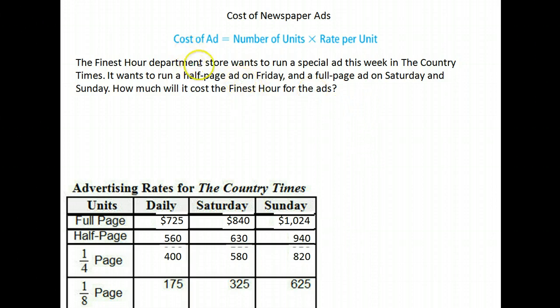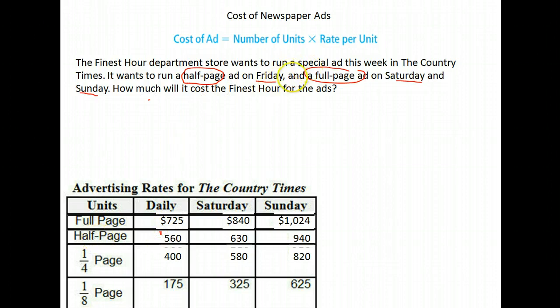Right, here's Finest Hour Department Store. They want to run a special ad this week in the Country Times. It wants to run a half-page ad on Friday, a full-page ad on Saturday, and on Sunday. How much will it cost the Finest Hour for these ads? So we look at each rate. There's no discounts applied here, but we need to make sure we get the right places.